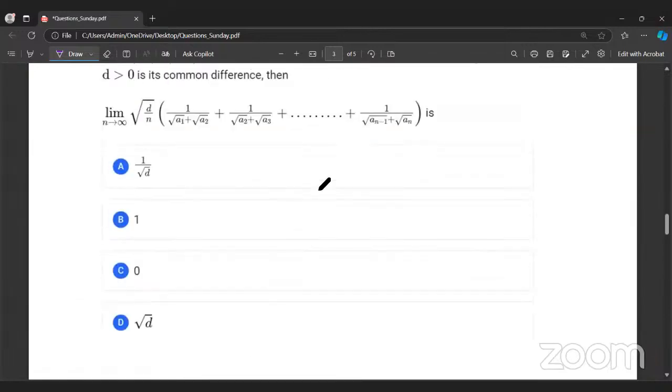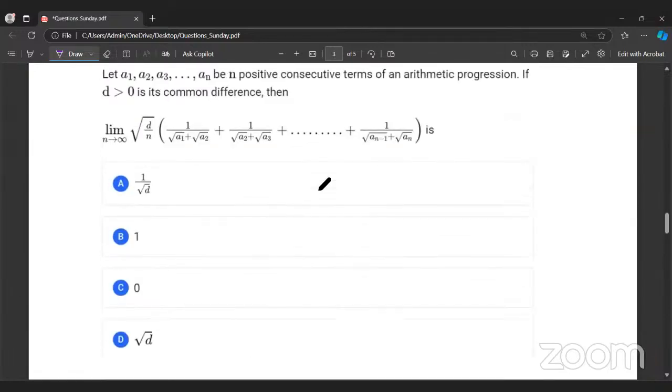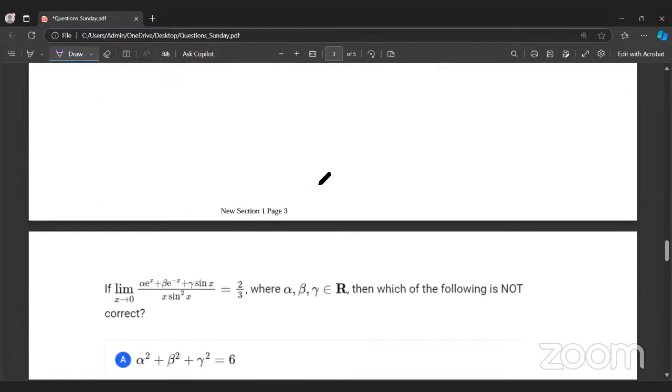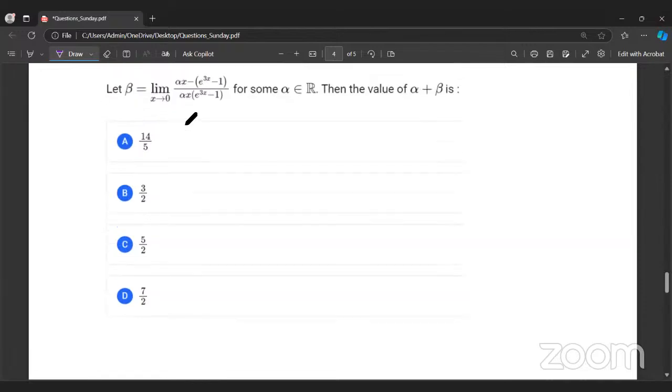Can you tell me which one? The question is alpha x minus e raised to 3x minus 1. Yes, sir, this one. So you've got alpha x minus 3 raised to e raised to 3x minus 1 whole divided.